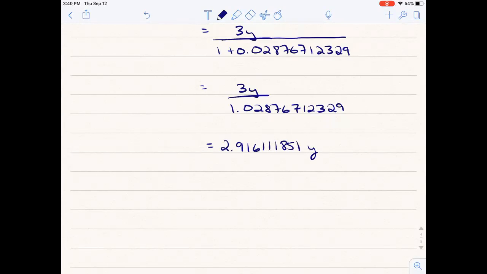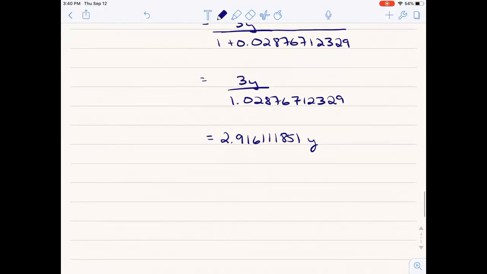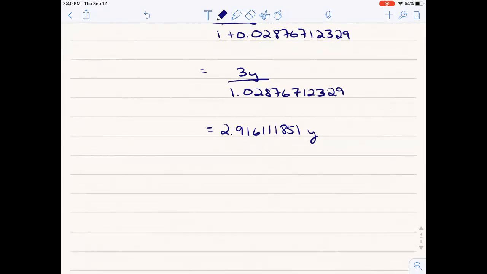Any questions about that one? All good? Because you can just pull out the y to the side for a little bit, and condense it.